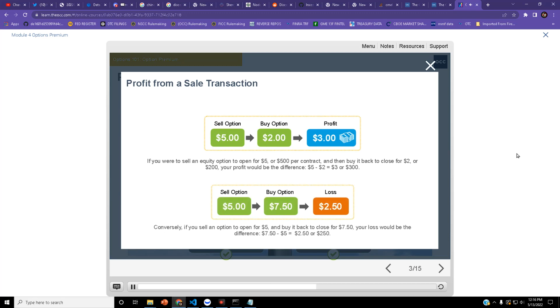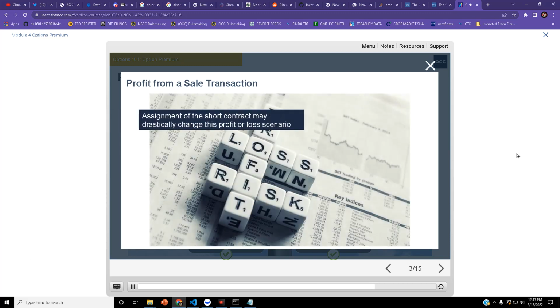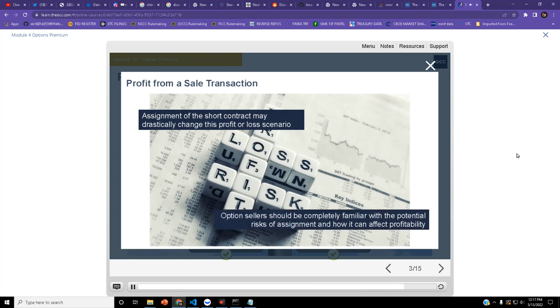On the other hand, if the writer sold the contract to open at $5 and brought it back to close for $7.50, the loss would be the difference of the two transactions of $2.50 per contract, or $250. Of course, if the short option were to get assigned, this profit or loss scenario may look completely different. As such, it is imperative that option sellers be completely familiar with the potential risks of assignment and how it can affect their profitability.